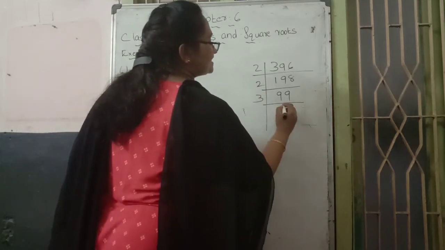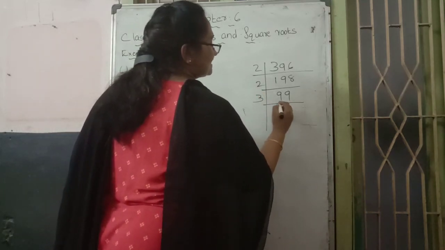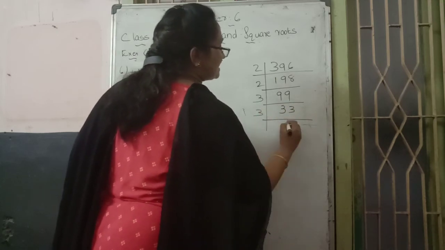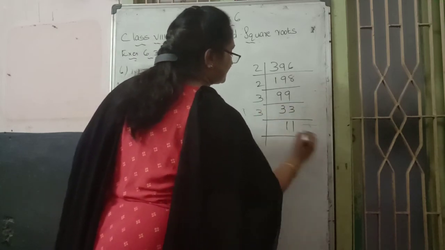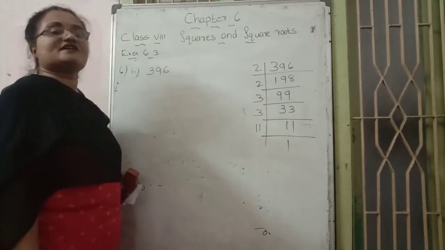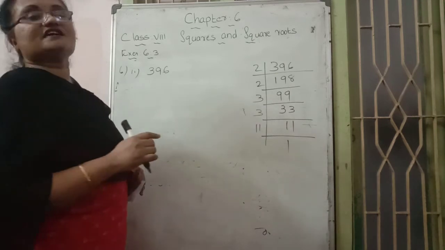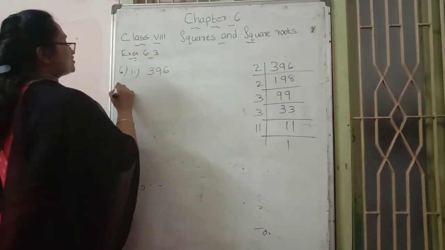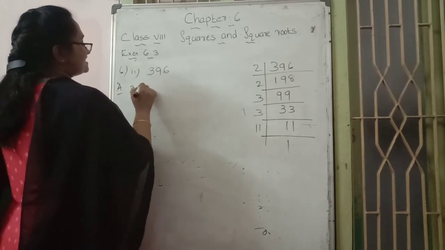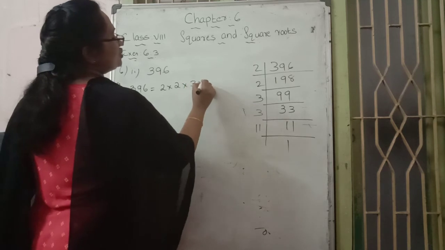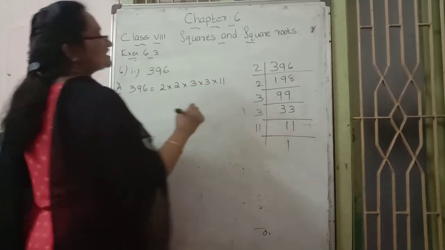3 table 9, how many times? Here 3 table, 3 times, here 33. Again divided with 3, 11. 11 again, 11 is a prime number, that's why we can divide it with prime number 11. Our answer, because how much, divide and divide we reach 1. So what are the factors we can write here? 396 factors are 2 into 2 into 3 into 3 into 11.